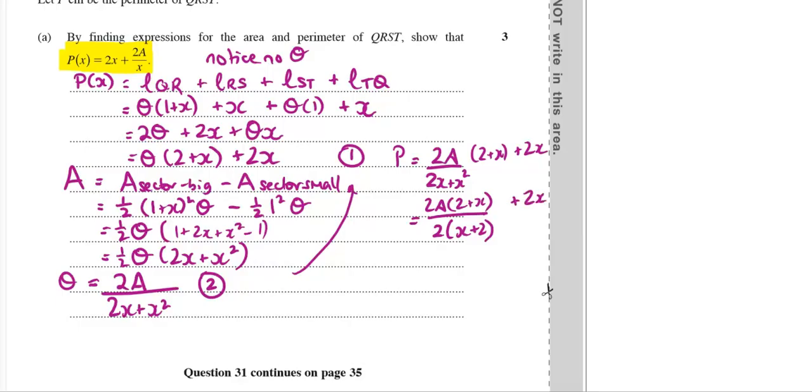I've got an x on the bottom there. That cancels. I get 2A on x plus 2x, or writing it the other way around, I've got 2x plus 2A on x, and that is as required.